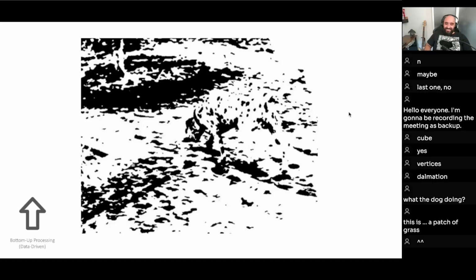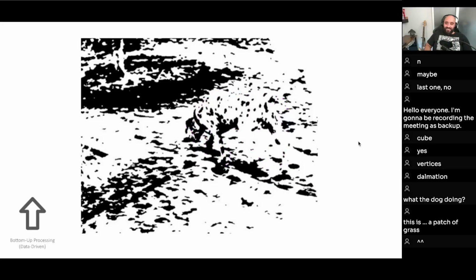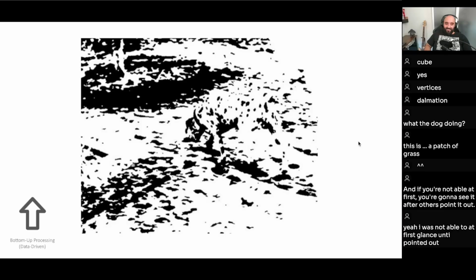Yeah, exactly. Yes. But if I show you this, highlight it for you, and then take it away, I think you're going to be able to see the dog now. Yeah, very cool. That's the point.